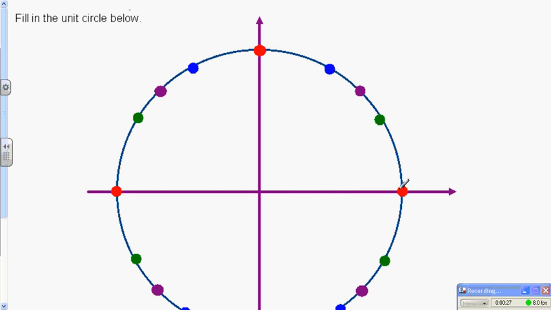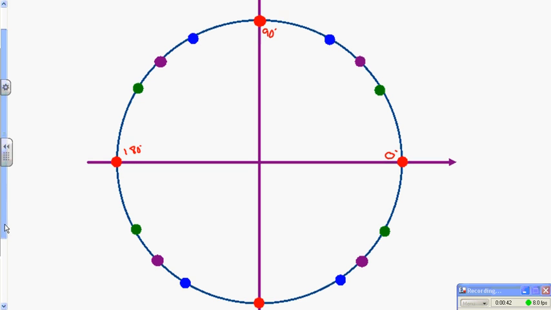Okay, we know that this is 0 degrees, 90, 180, and down here is 270. And if we go all the way around, it's 360. The points on here break down the circle into the degrees that we looked at with the special right triangles.